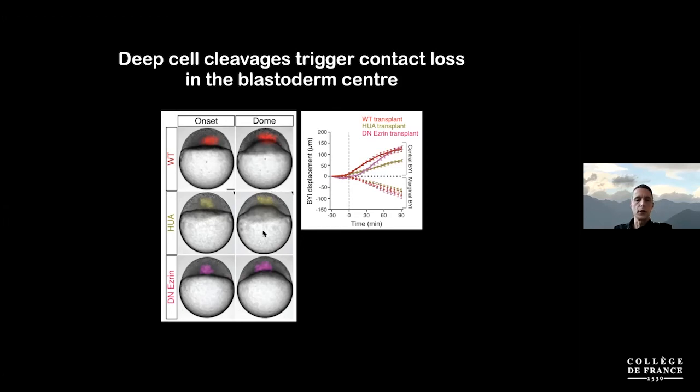So she had two conditions here where typically the cells which she transplanted should fluidize because they come from the center of a donor embryo, but they are not fluidizing because in one case, they are not undergoing the last round of synchronous cell cleavages, and in the other case, they cannot properly undergo mitotic rounding anymore. And that provided experimental evidence for the assumption that the last round of cleavages and associated mitotic rounding is important for the central tissue to lose contacts and fluidize.